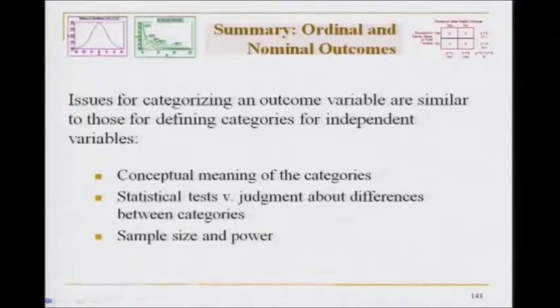So just some ways to, and as I look at these issues for categorizing an outcome variable, they're also issues for categorizing, whether it's going to be on the right-hand or the left-hand side of the equation, same issues, right? There should be conceptual meaning driving how you turn a variable into a categorical variable, not total reliance on statistical tests, a lot of reliance on judgment and your understanding of the issue, and of course, sample size and power.